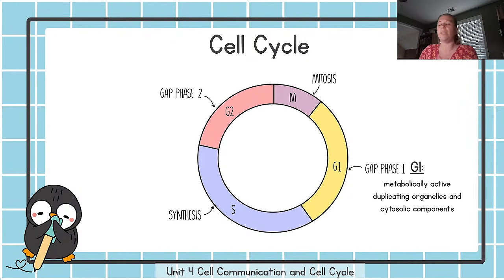So in G1, the cell is going to be metabolically active. It's just chilling, doing its thing. It's a normal cell. Yay. Sorry, y'all. This phase is going to duplicate its organelles as well as the cytosolic components.